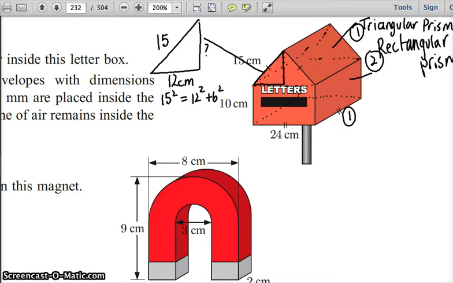Yeah? Okay, what's 15 squared? 225. 225 is 144 plus b squared. What do I have to do now? Tell me what I have to do now. You have to do something. What would I do next? You tell me what you would do next.